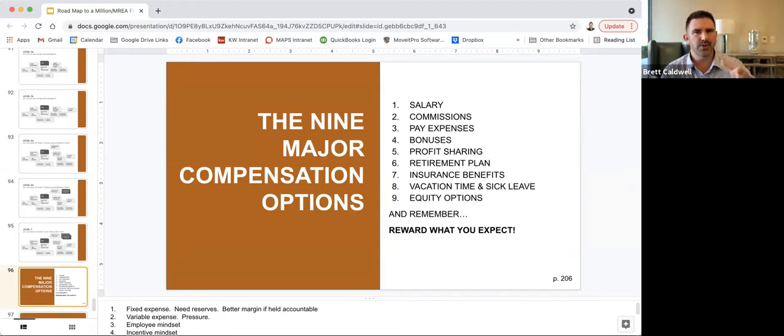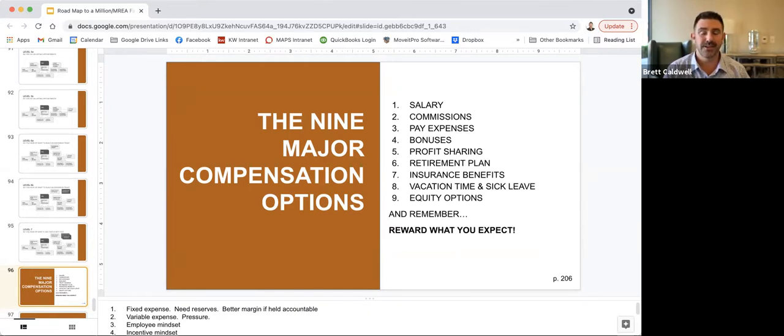When somebody wants you to pay for their assistants, they're thinking, okay, that's a good perk, or that's probably an employee mindset. I want to be taken care of. Somebody take care of me. I'm dependent upon you if you pay my expenses for me. Bonuses: I've got an incentive mindset. I want to work hard to get a bonus. My bonus is attached to us all succeeding.